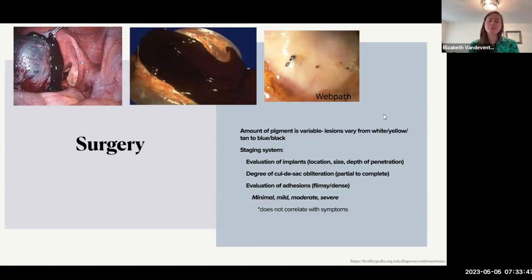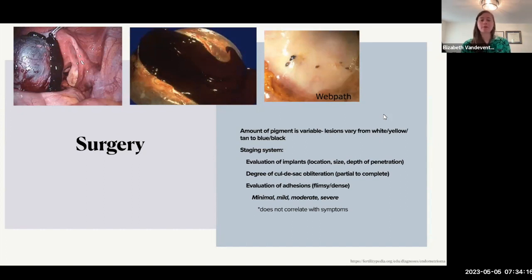The surgeons developed a staging system for evaluation of DIE, and it's similar to what we do in MRI. They look at the implants, evaluating them for location, how big they are, and then how far they penetrate into the organs. They also look at the degree of cul-de-sac obliteration, which is something they can do manually. As they're in the peritoneal cavity in the pelvis, they can try and move the organs to see how much leeway they have, and that's usually graded on a scale of partial to complete.